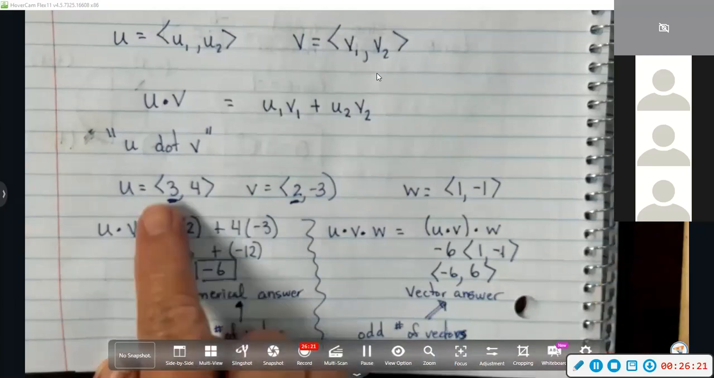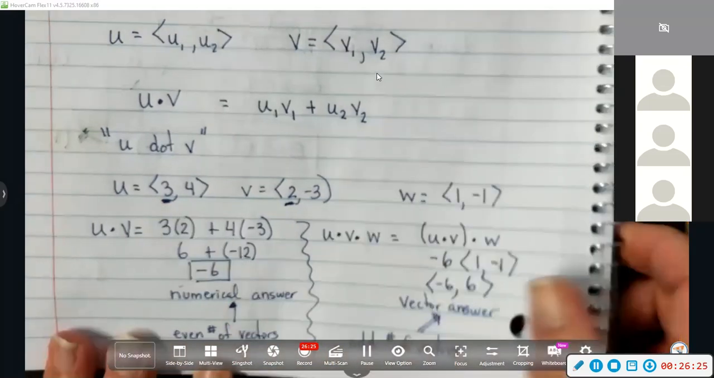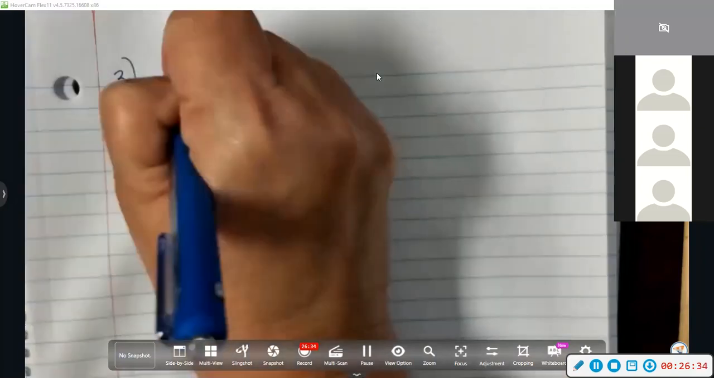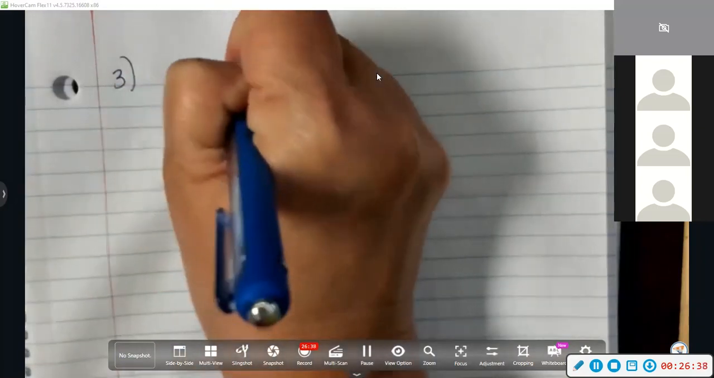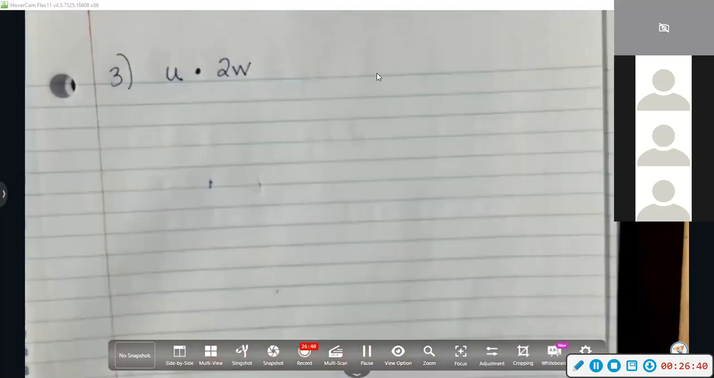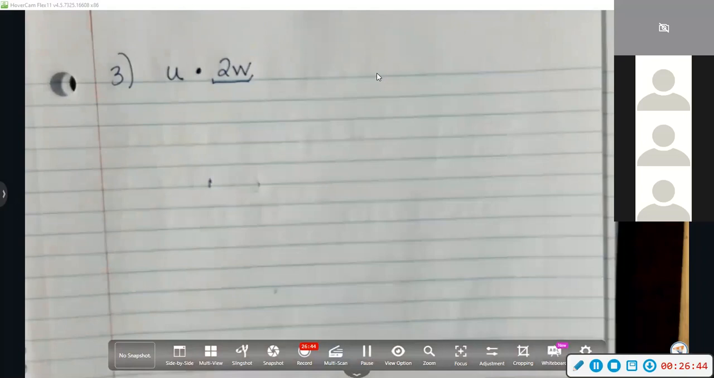All right, so you're going to use these same vectors, u, v, w. And let me give you one to try. I need to turn my page, but we're going to keep using u, v, and w. And you try and do this: vector u dot 2w. So you're going to evaluate 2w first.